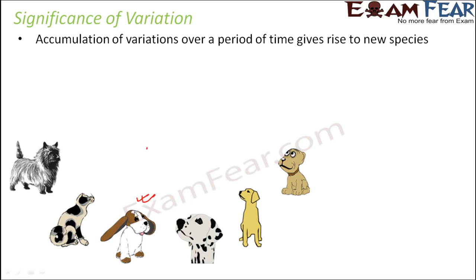So, this one has long ears. Now when this reproduces further, all the dogs which are produced will have long ears. So that is how you get one particular variety of dog with long ears. Similarly, there will be some dogs with spotted body. So that again becomes a trend over a period of time. So that is how new species arise. Here in this case we are talking only about different varieties of dog.